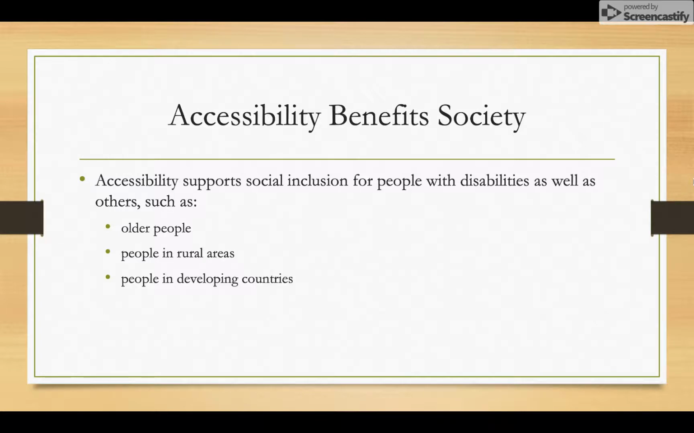So, in addition to having website accessibility for individuals with disabilities, having an accessible website will also benefit society. So, it supports social inclusion for people with disabilities as well as others, such as older people, people who live in rural areas, or people in developing countries. So, people who may not have the best internet service still on some basic level should be able to access your website. So you have to be thinking about, even when you're putting all these bells and whistles on your website, you have to be thinking of ways for that website to be viewed in places where they have a low bandwidth or they may not have the expensive technology to be able to see all of your bells and whistles.